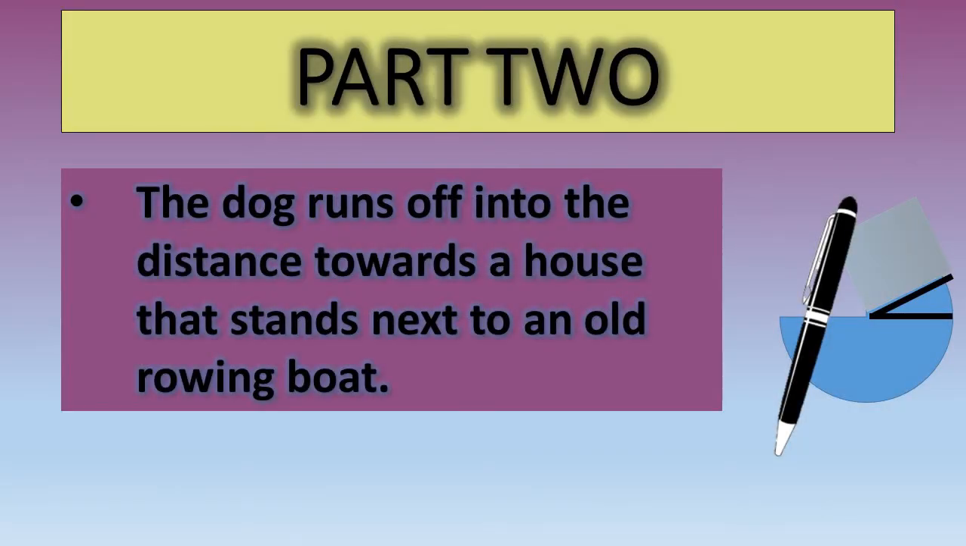Okay, well done. That is the time that you've had for part one over. We're going to move on to thinking about what's going to happen next in our story. Part two. The dog runs off into the distance towards a house, a lone house that stands next to an old rowing boat. So you're going to describe your dog running off towards that house and you're going to give your first impressions of it.